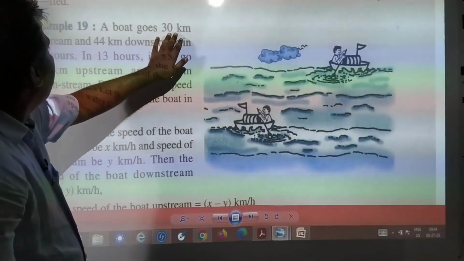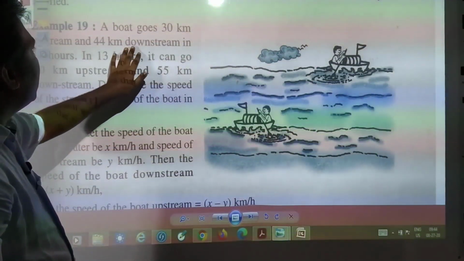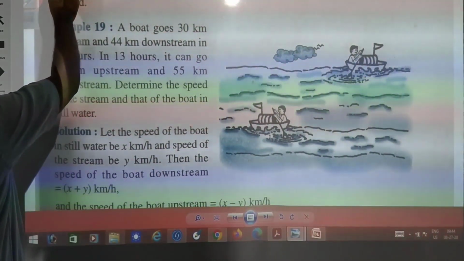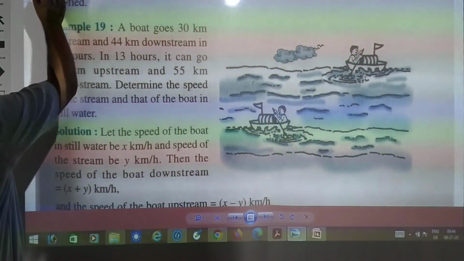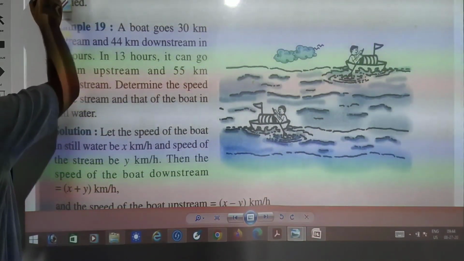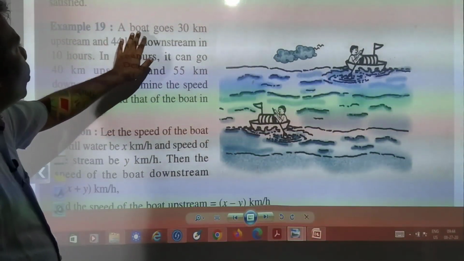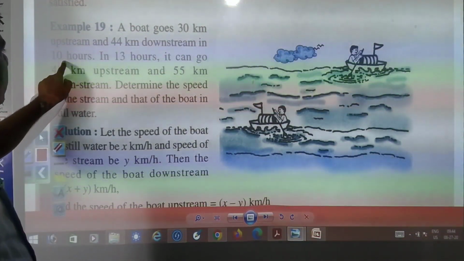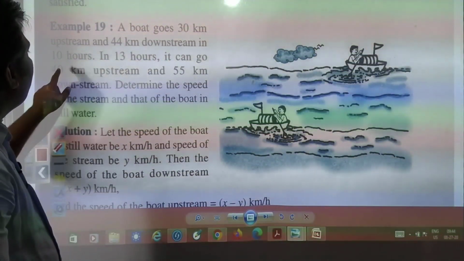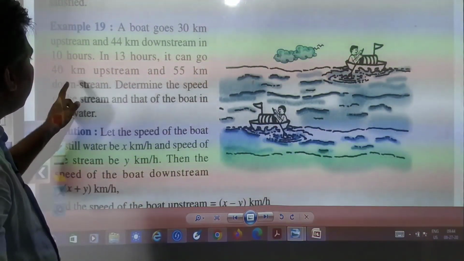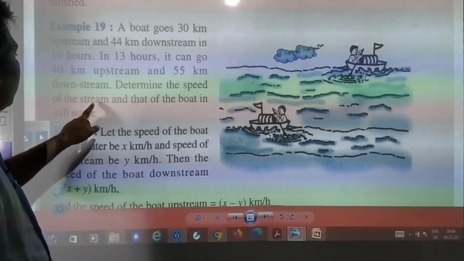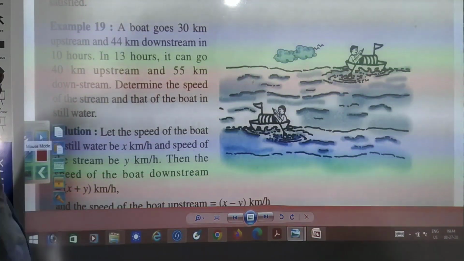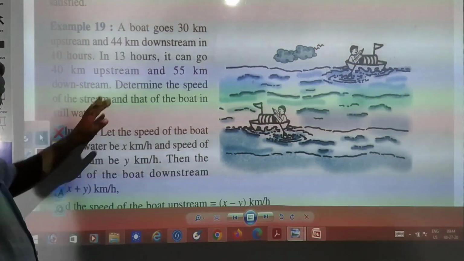A boat goes 30 km upstream and 44 km downstream in 10 hours. In 13 hours, it can go 40 km upstream and 55 km downstream. Determine the speed of the stream and that of the boat in still water. So here you see how we will solve and how you will understand the question.